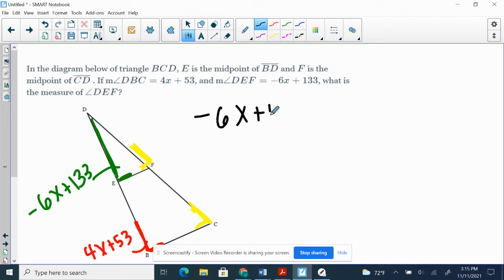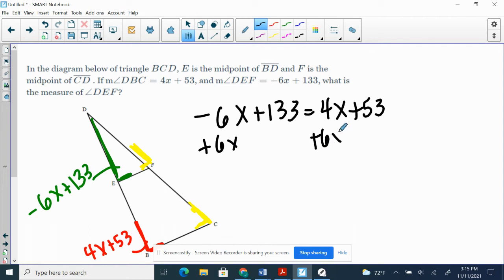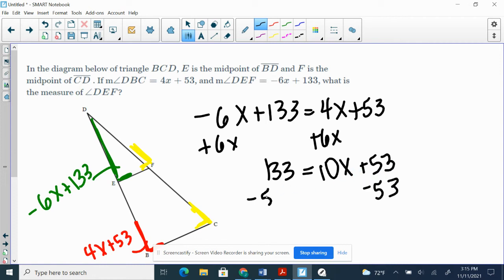Negative 6x plus 133 equals 4x plus 53. I like moving my x's to positive, so I'm going to add 6x to both sides. So I have 133 equals 10x plus 53. Be careful when you're crossing that equals not to forget you have to flip the signs. You can't just move things magically. So minus 53, minus 53, I end up with 80 equals 10x. Divide by 10 because that's the inverse of that multiplication, and x equals 8.